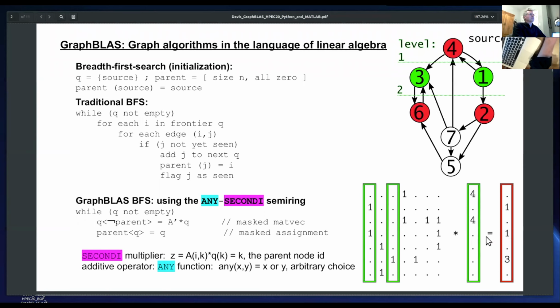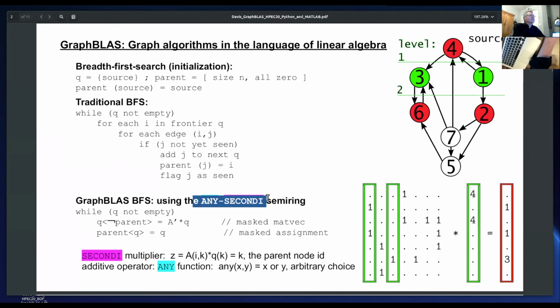Take the vector Q with entries 1 and 3 present and multiply it by A transpose. This gives the set union of outgoing edges from the frontier in green, with entries 2, 4, and 6 in red for the next frontier. Node 4, however, is excluded with the if test in the traditional BFS. This translates to a matrix mask where only entries without a parent are allowed into the final result.